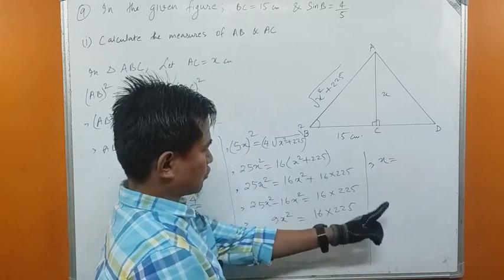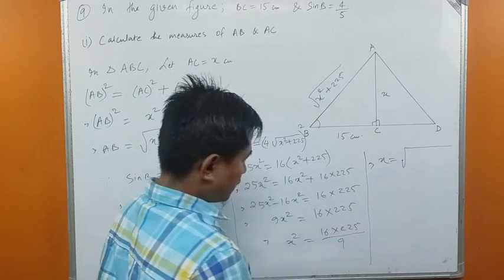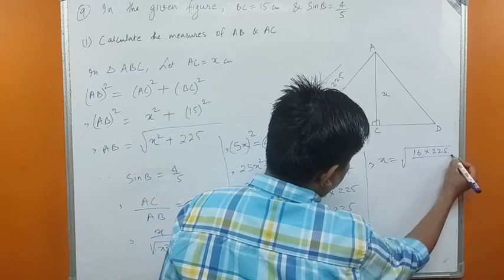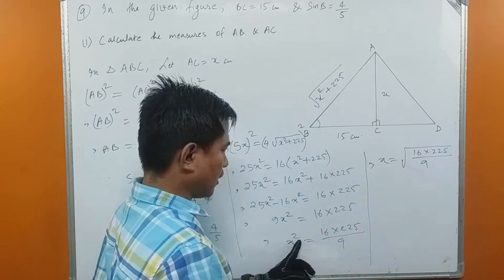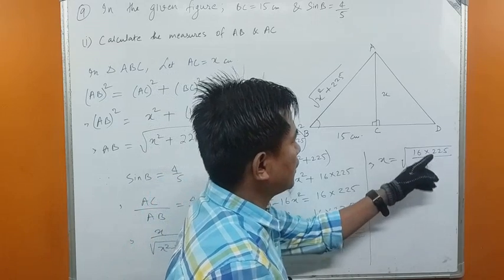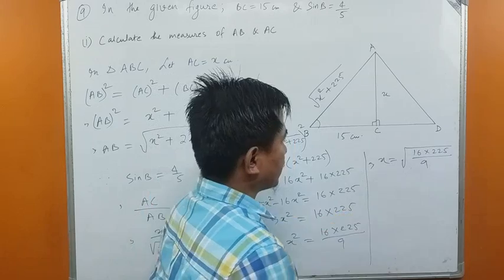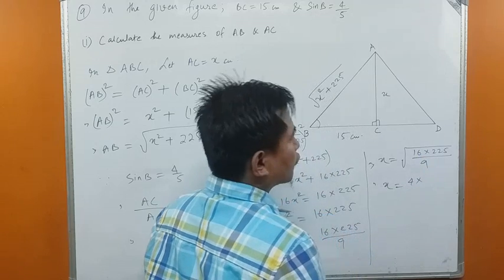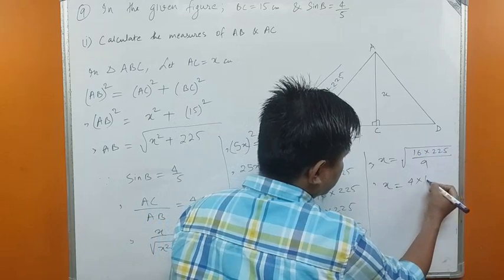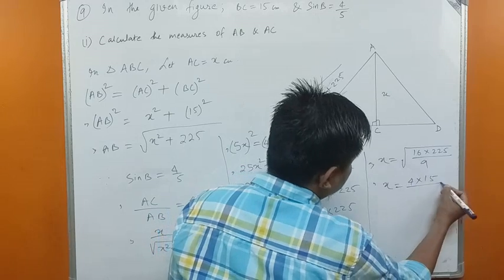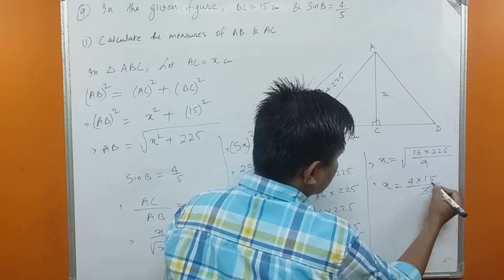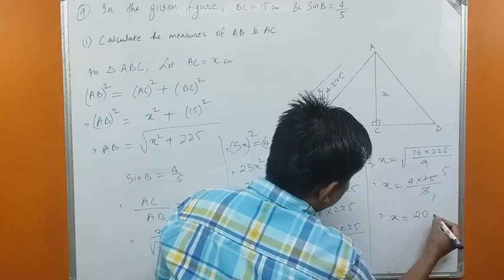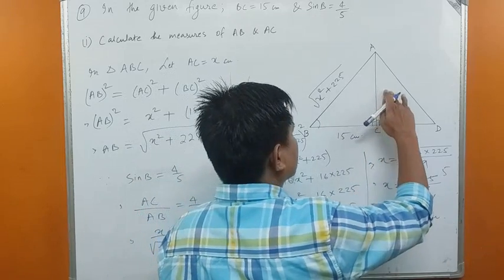Or x equals, this square goes to the right hand side and becomes root under 16 into 25 upon 9. Okay, this square when taken to the right hand side becomes root, and this root applies to both the numerator and denominator. Okay, or x equals root under 16 means 4, 4 fours are 16. So root under 25 means 5, 5 fives are 25, and root under 9 means 3, isn't it? So 3 ones are 3, 3 fives are 15, or x equals 4 into 5 is 20. So we found x, the value of x is 20, okay?